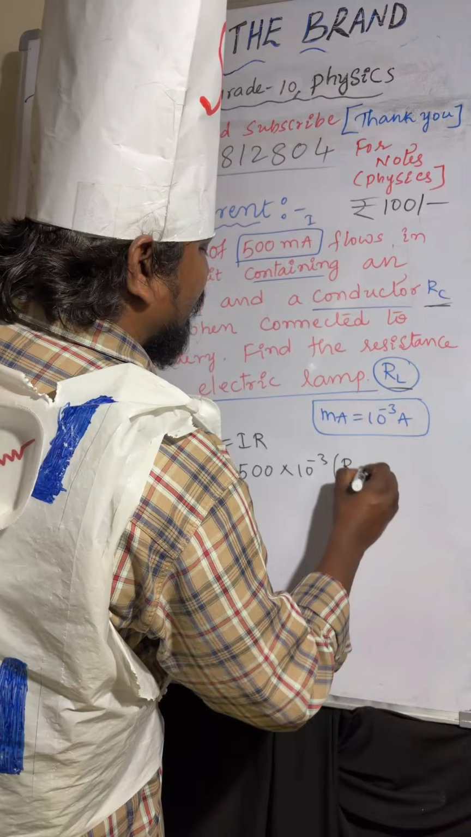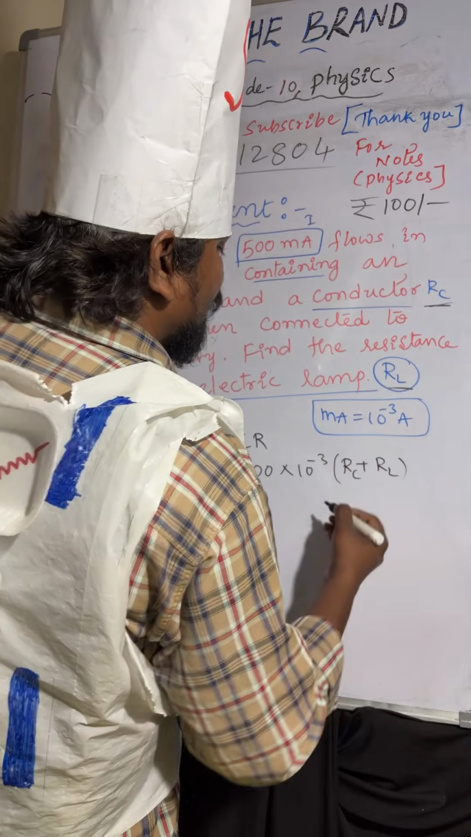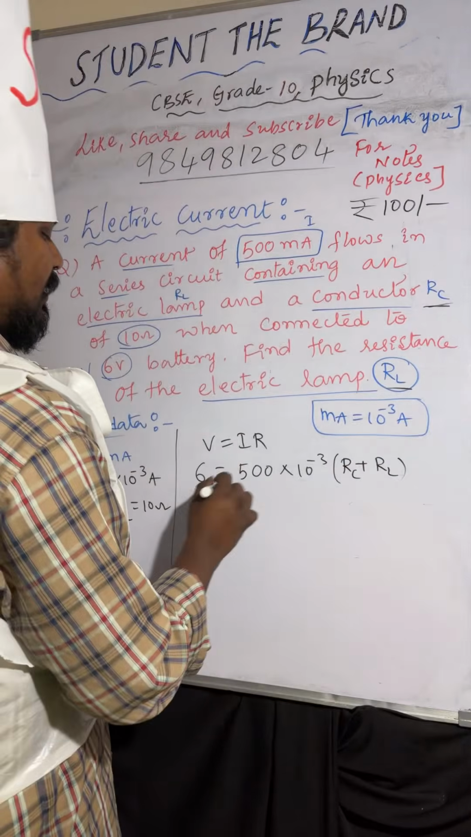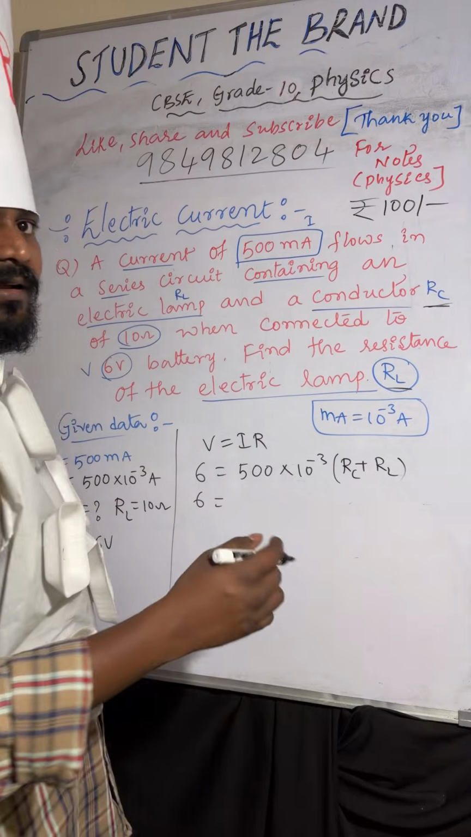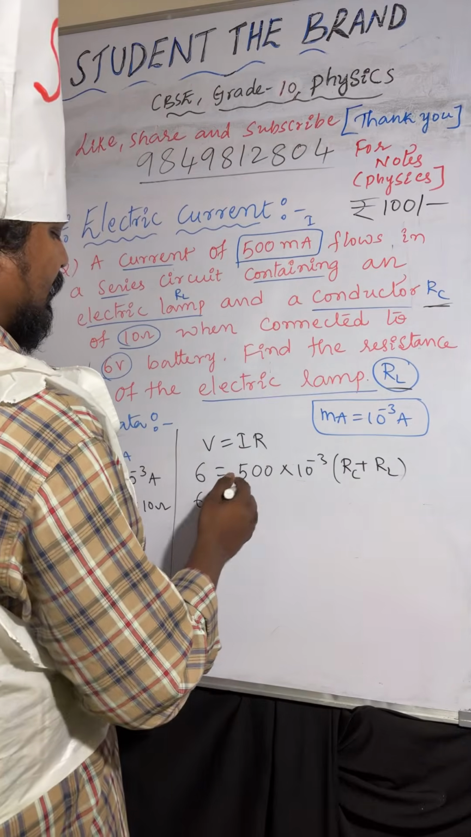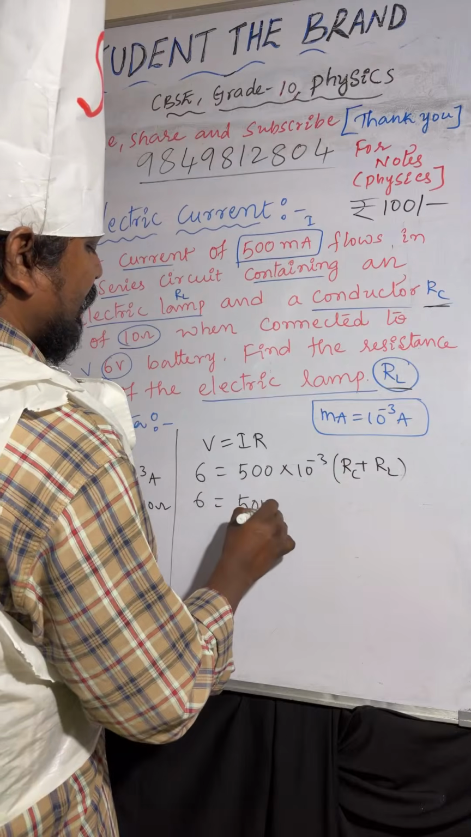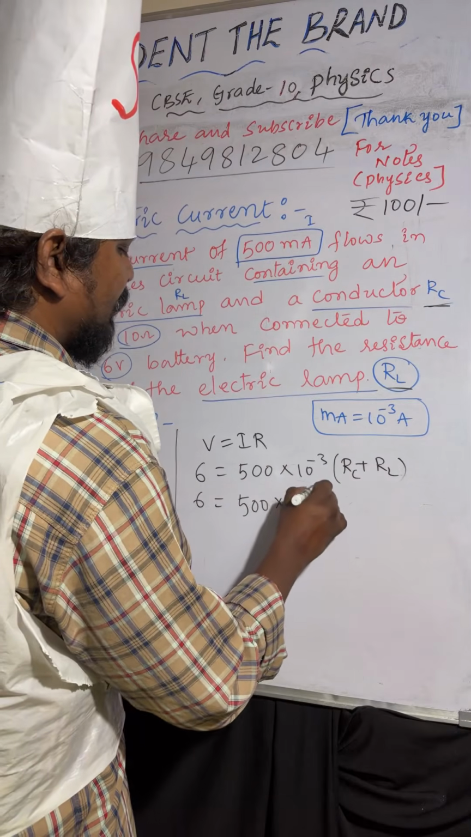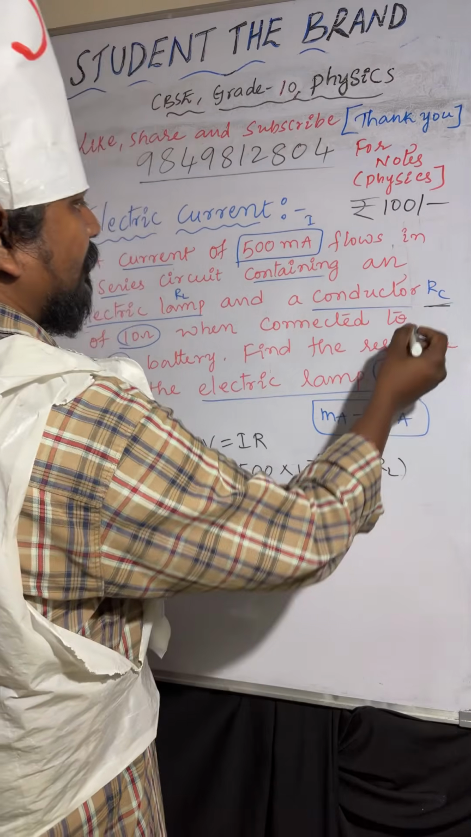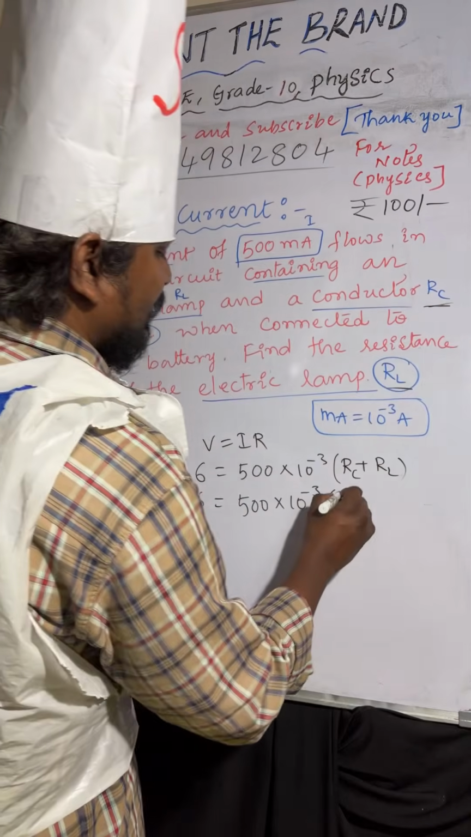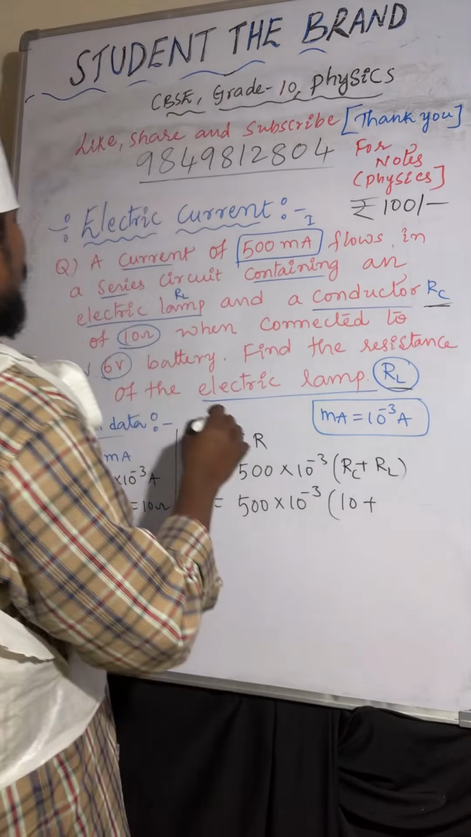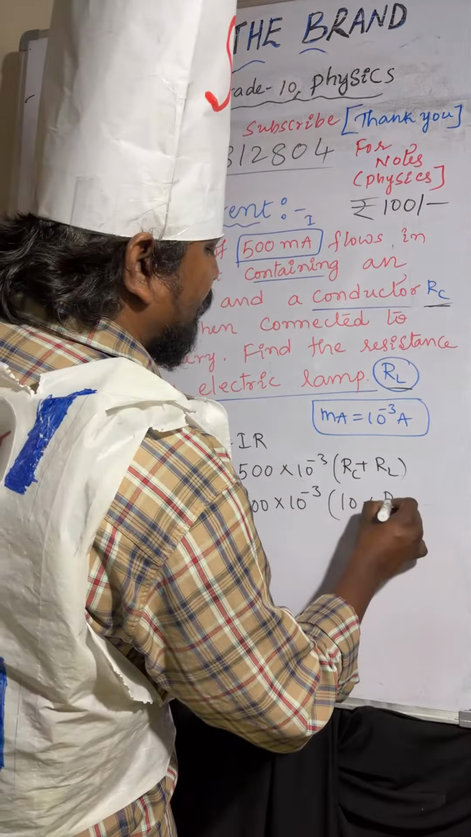Resistance of the conductor RC plus RL, right? So directly I am writing, one more step I'll write. We need to understand right here. So 500 into 10 power minus 3. So again RC how much? Resistance of the conductor 10 plus RL. We need to find out RL.